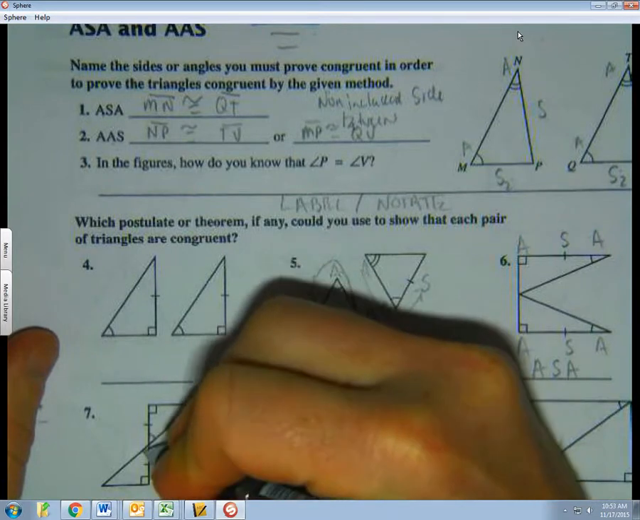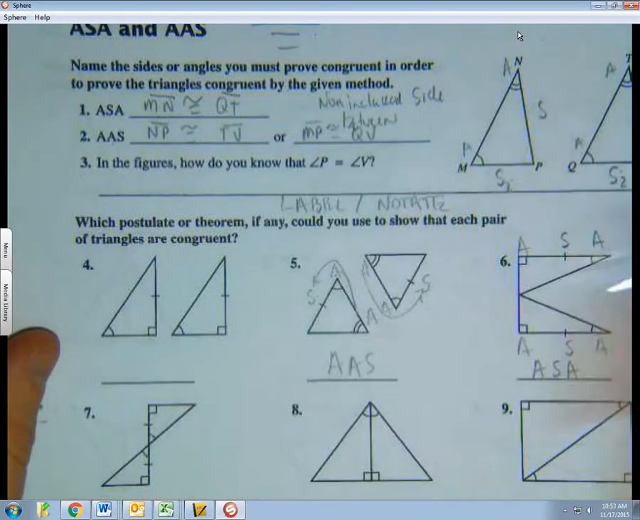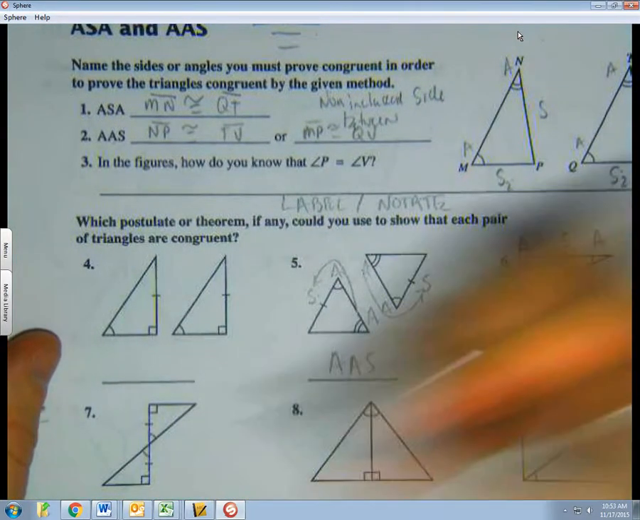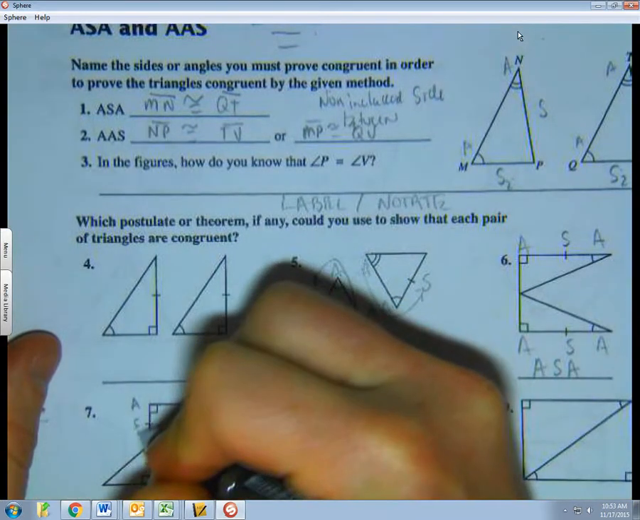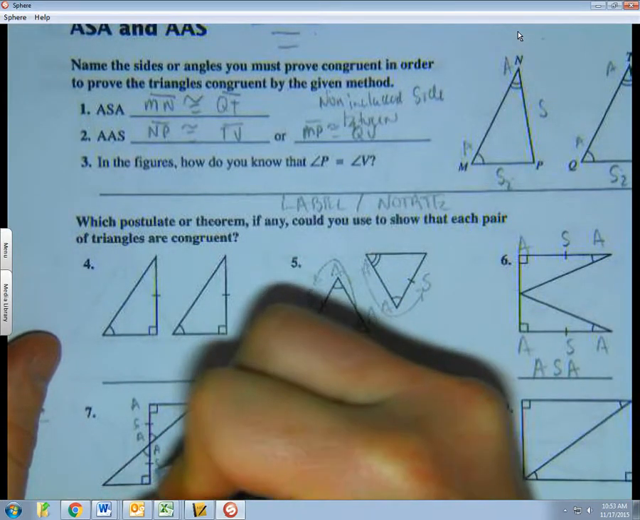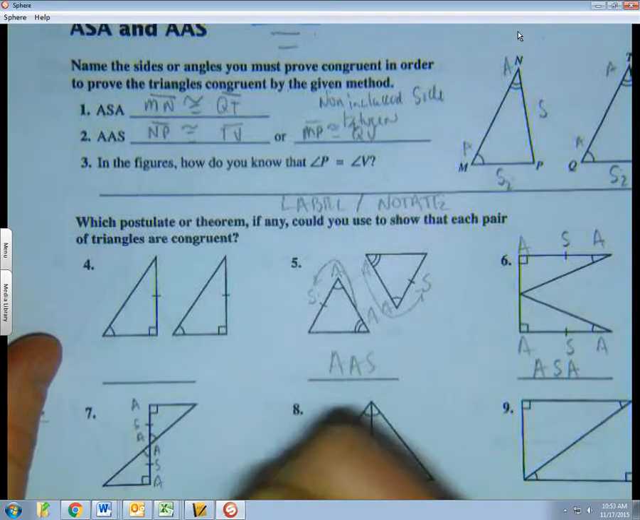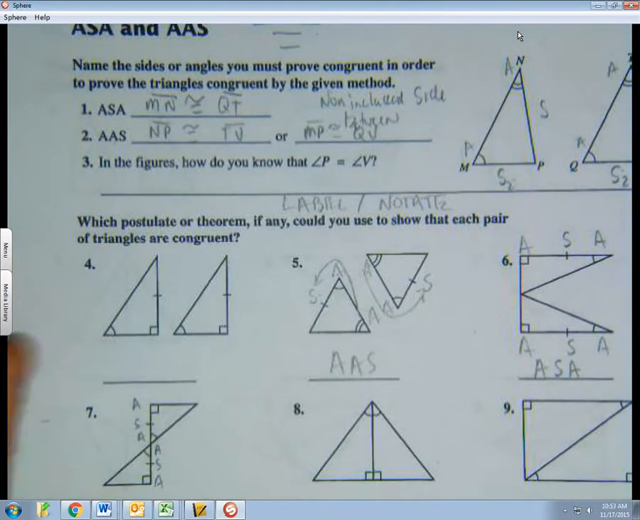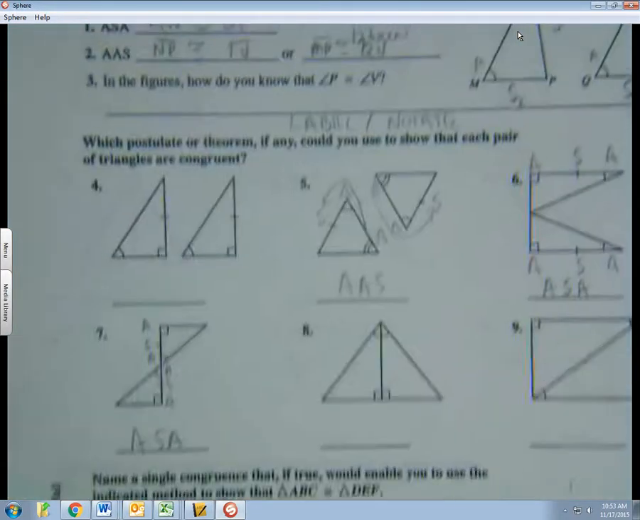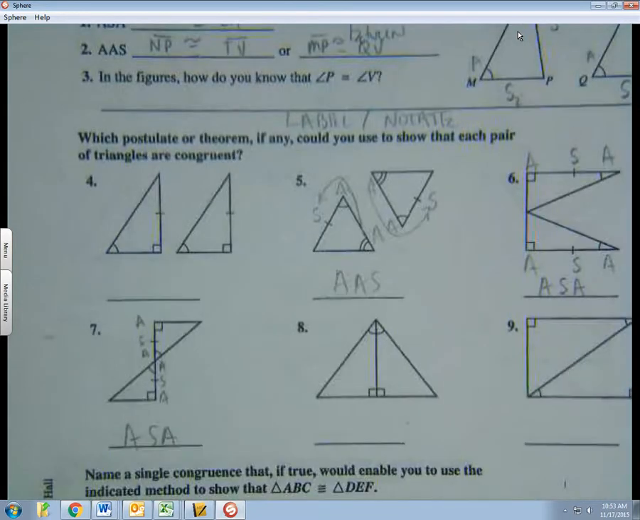those are vertical angles, so those are the same. So here we'd have angle, side, angle, angle, side, angle. So we have angle, side, angle. Okay.